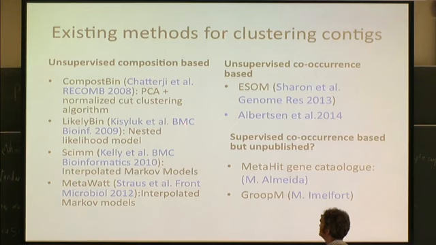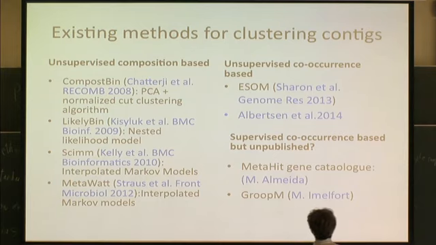LikelyBin has a quite incomprehensible nested likelihood model. Skim and MetaWatt basically have a more advanced model for actually describing those k-mer signatures. They use something called interpolated Markov models. But the problem with these approaches is that for real data, they don't do a very good job. The problem is that it's not enough information to actually disentangle which contig comes from which species.